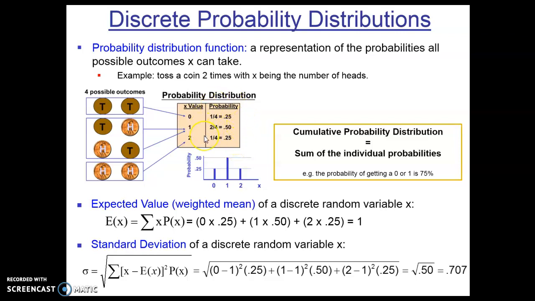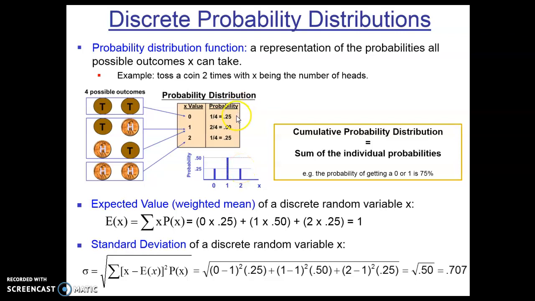With this information, we can then construct a graphical illustration. We put the discrete variables on the horizontal axis and then the probability on the vertical axis. So here, the probability of getting 0 heads in this experiment is 25%, right? The probability of getting 1 head is 50%, and the probability of getting 2 heads is 25%.